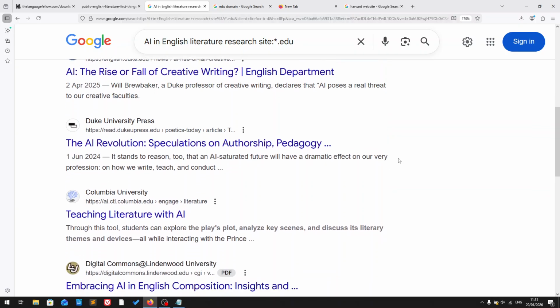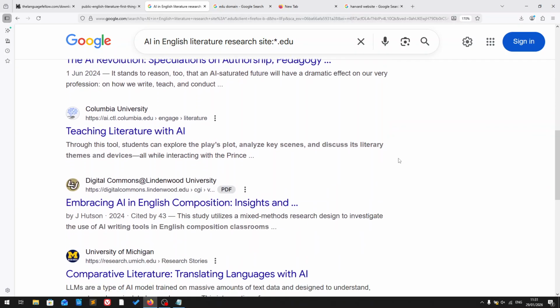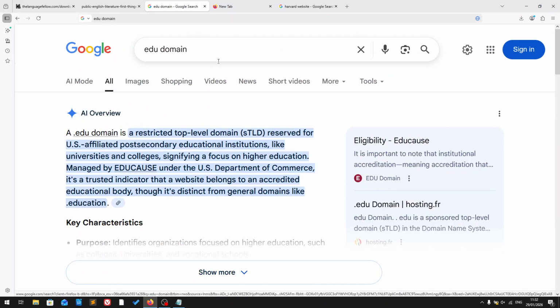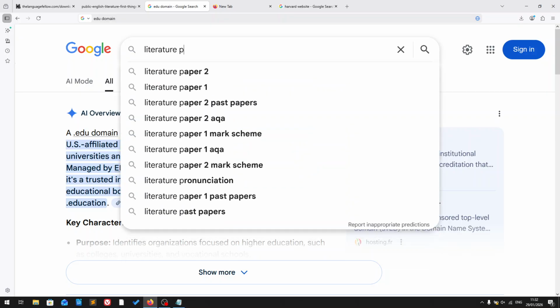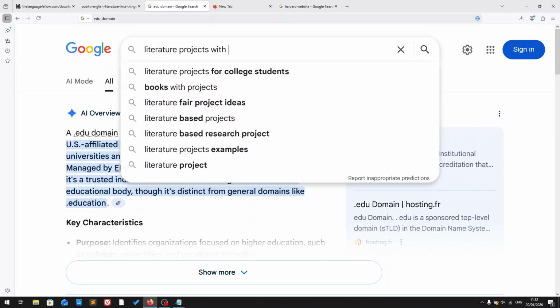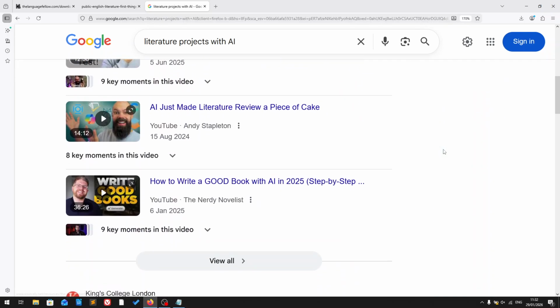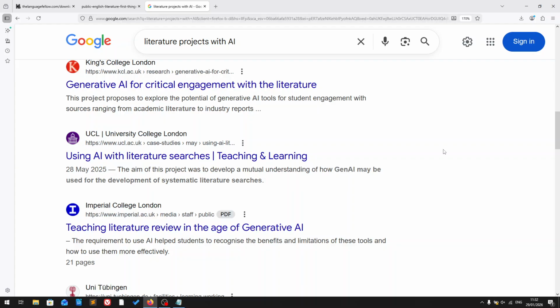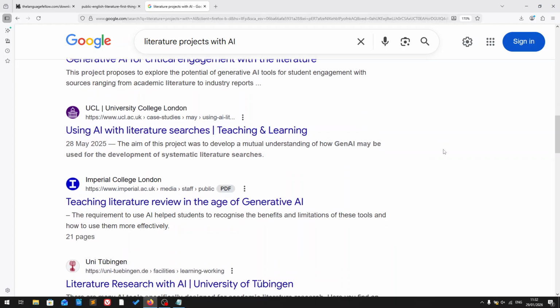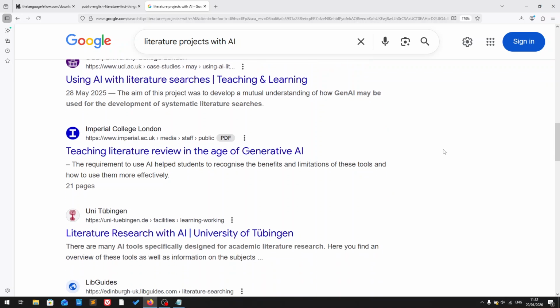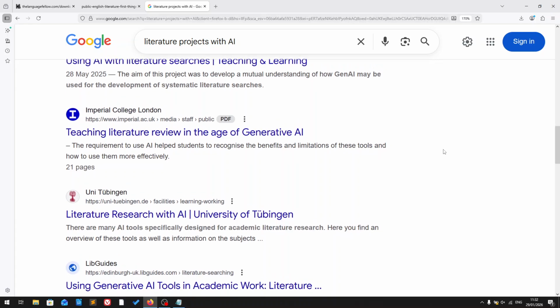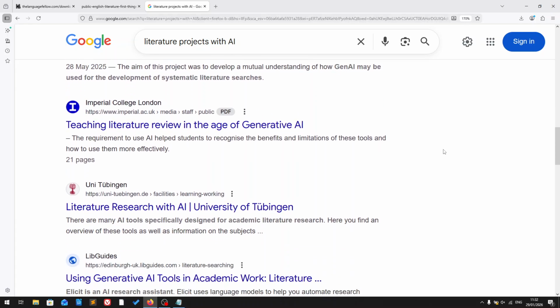This is AI in pedagogy. I'm interested in literature projects with AI. Generative AI for critical engagement with literature. This project proposes to explore the potential of generative AI tools for student engagement with sources ranging from academic literature to industry reports. Using AI with literature searches, that's literature in general for any subject whatsoever, any discipline whatsoever.